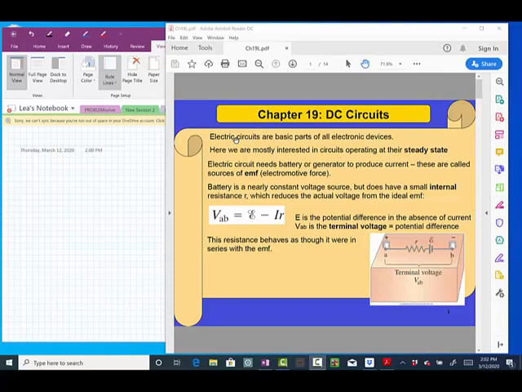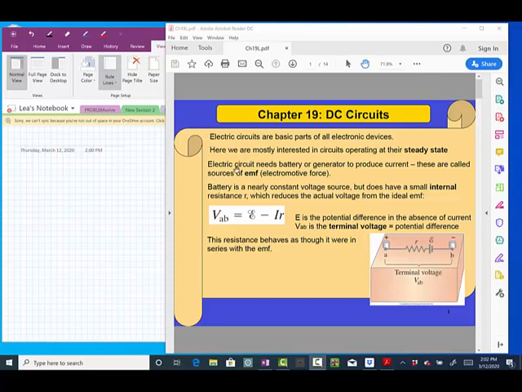What kind of electric circuits? Just the ones that have steady current. Remember that we talked about steady current is when we have this constant flow of electrons. It doesn't increase, it doesn't decrease, it's steady. And we are calling these circuits DC circuits. DC, remember, means direct current. So we are not playing here with AC currents, just DC currents.